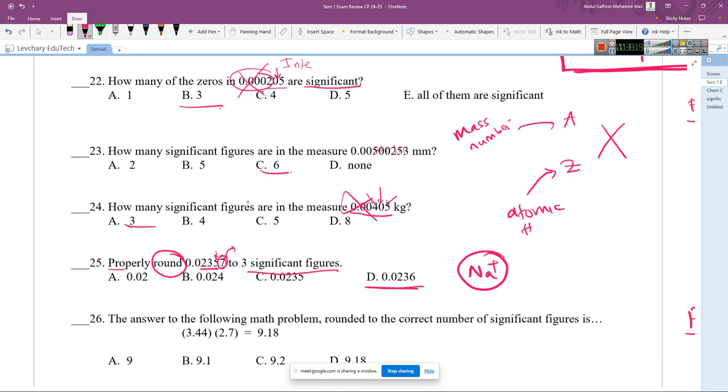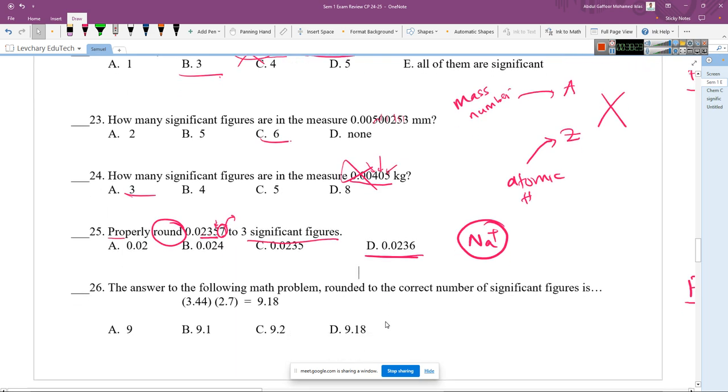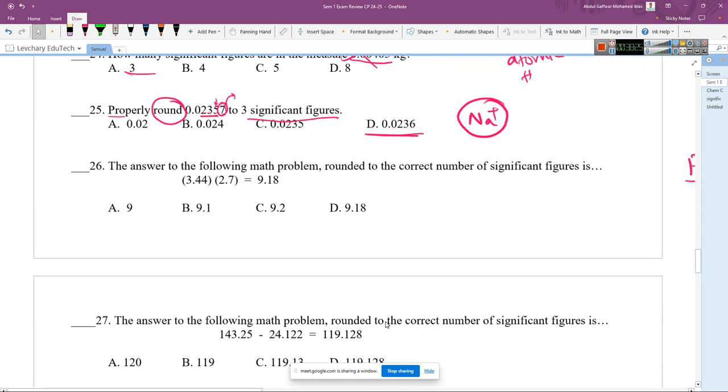Now I understand. It's good that I started to understand the significant figures.